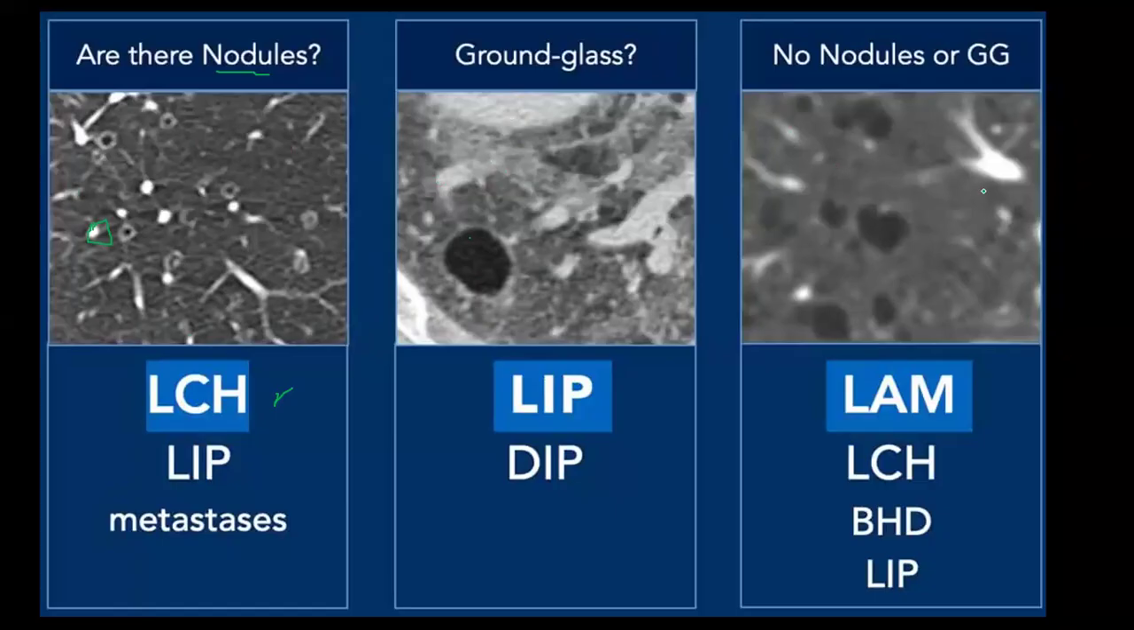And here you can see neither the nodules nor the cyst. So it is a typical case of LAM, right? In LAM, you won't see anything. It's usually seen in the setting of females, reproductive age females, right? And LIP and DIP have strong association with connective tissue diseases, and LCH usually has strong association with smoking.